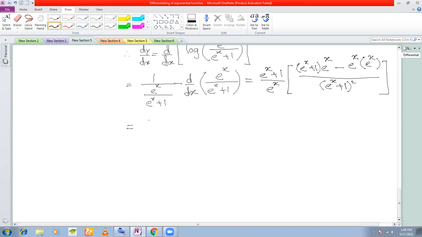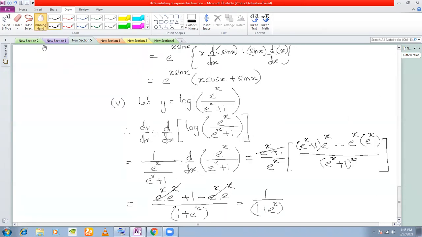Now what happens is that here this cancels. So what are you left with? In the numerator, you're left with e to the power of x into e to the power of x plus 1 minus e to the power of x into e to the power of x. And in the denominator, you only have 1 plus e to the power of x. So these two will cancel. You simply get 1 by 1 plus e to the power of x. That's your answer. Number 6.